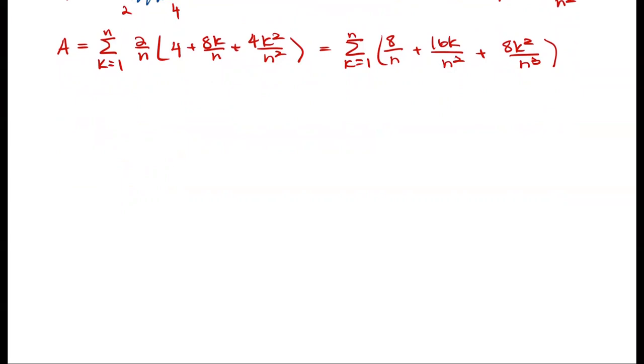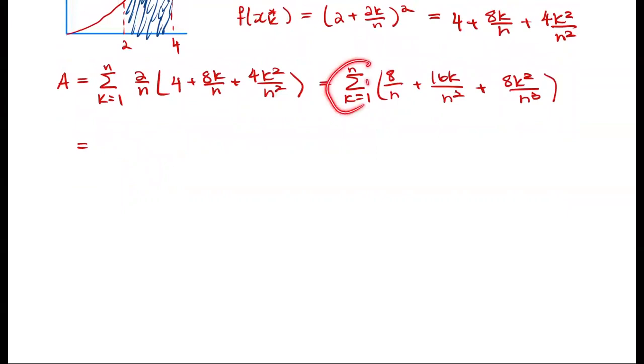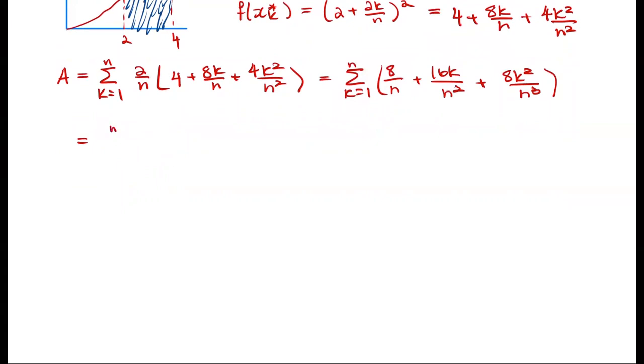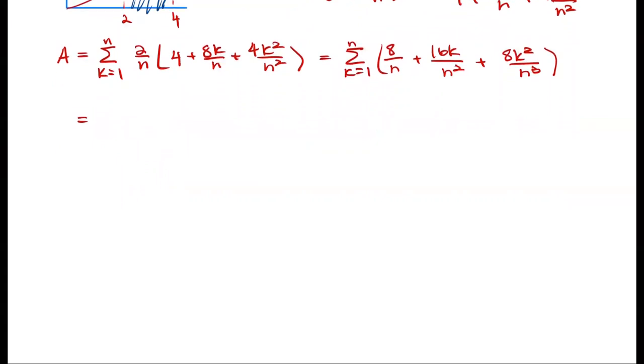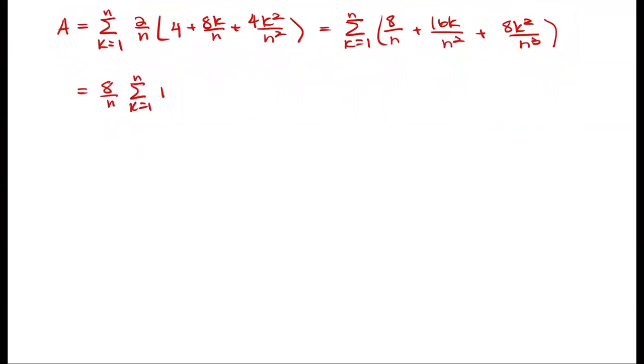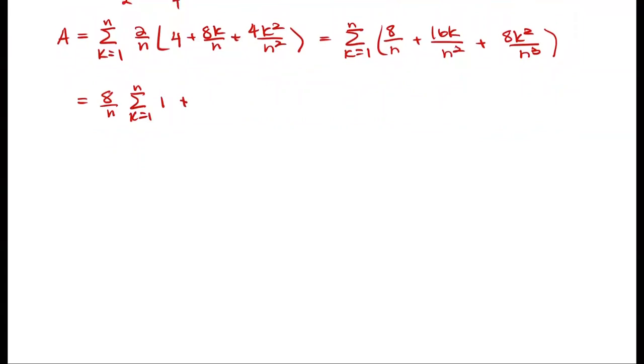So 8 over n, I'm going to expand using the property for summations. So expand, expand, expand. And I'm also going to be bringing out the 1 over n for the first summation. So we have 8 over n for the first one, and then we have the sum from k equals 1 to n of 1, and you'll see why. And then we have 16 divided by n squared. So that's why I brought it out.